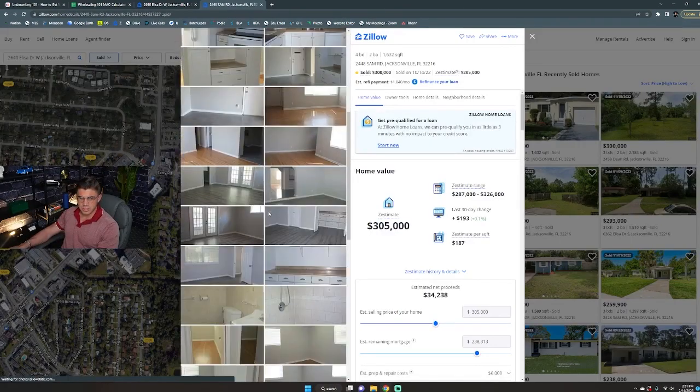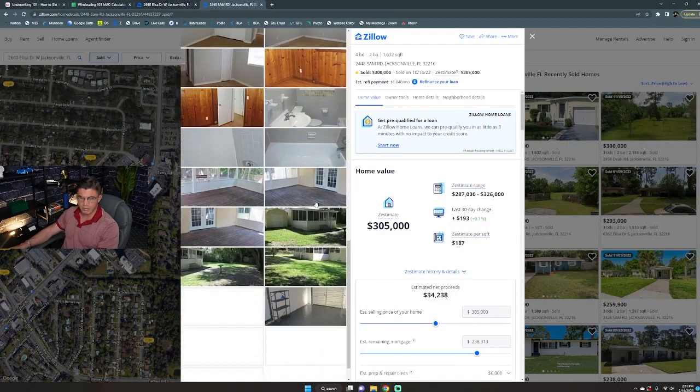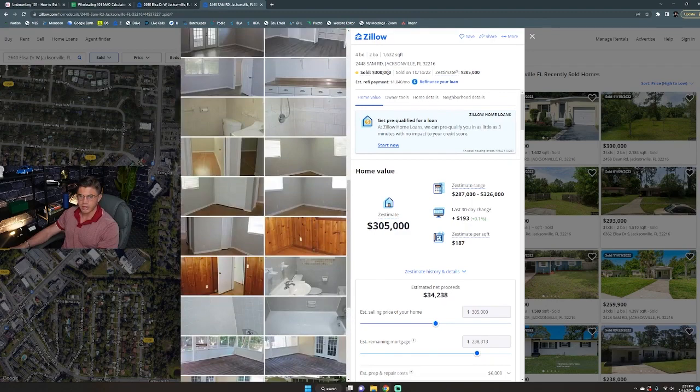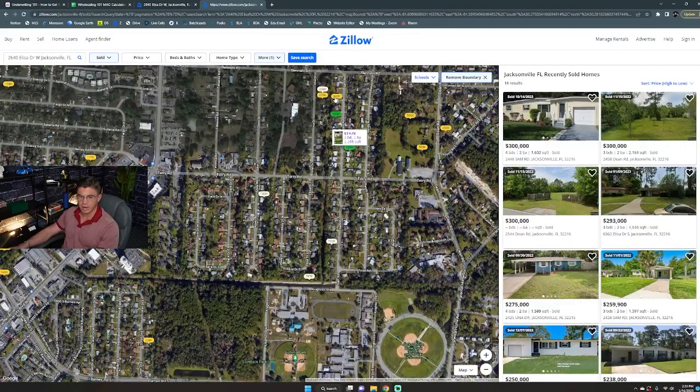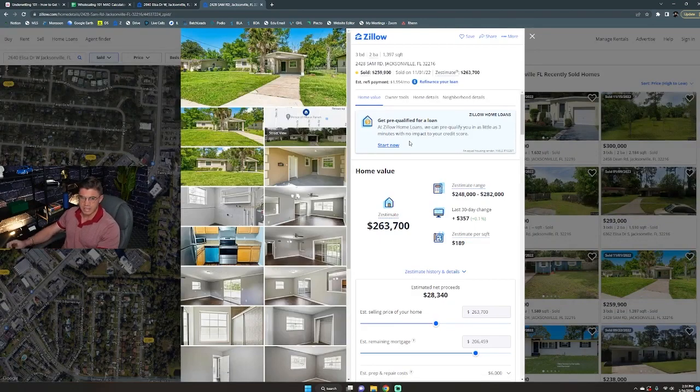So this one's in better condition. As we can see, they put in new floors, right? Very light remodel here. And this one got 300. That's interesting. That's kind of an outlier comp. 260. Now this is what I'm betting is going to be ARV.